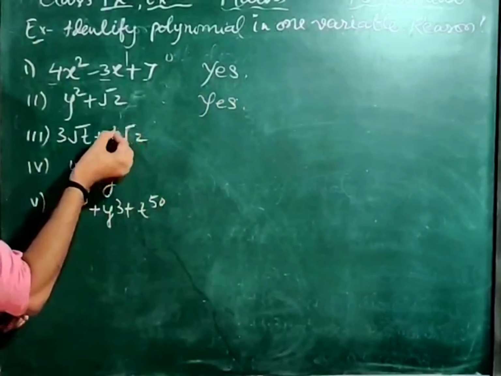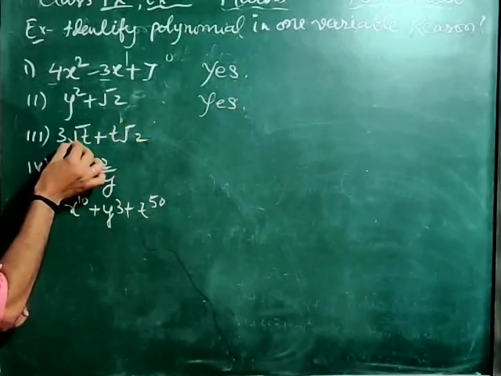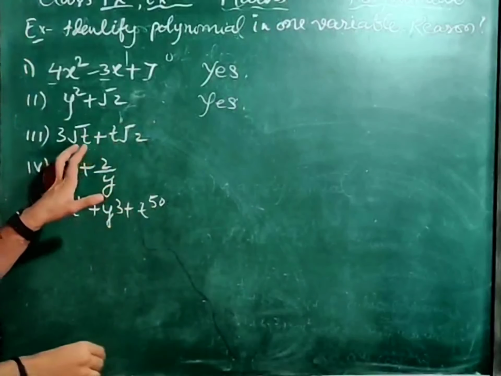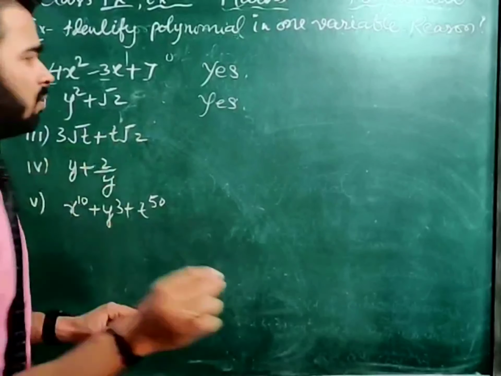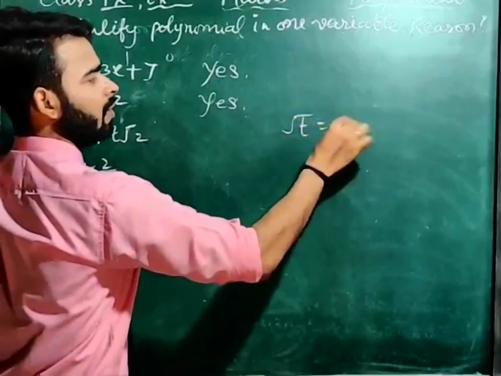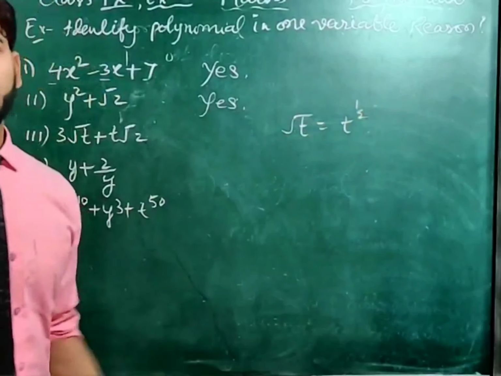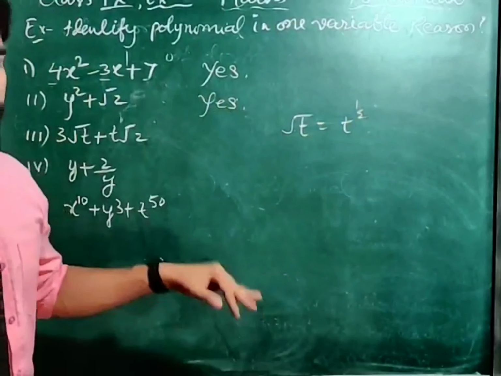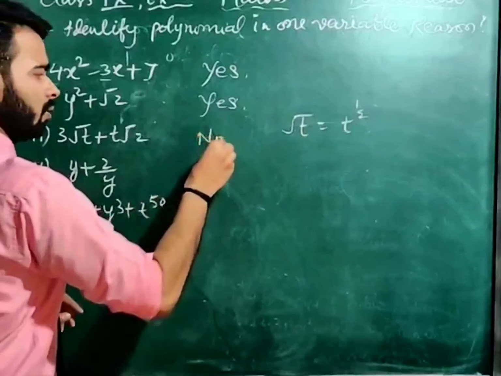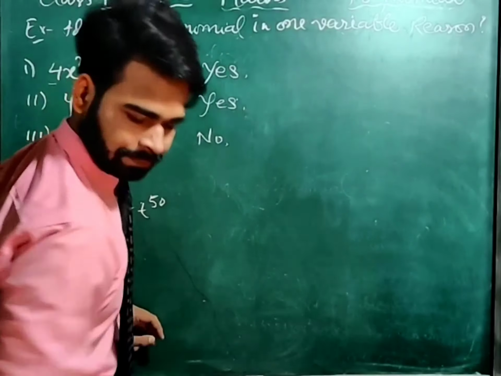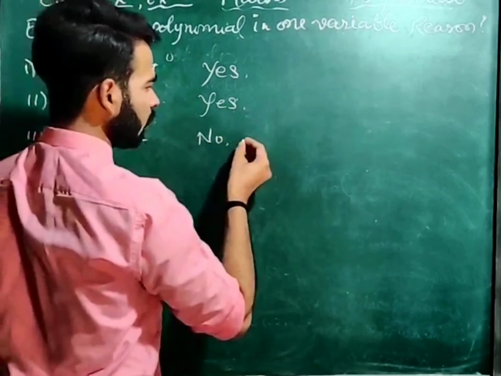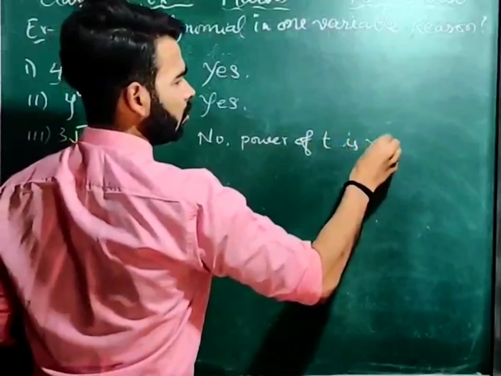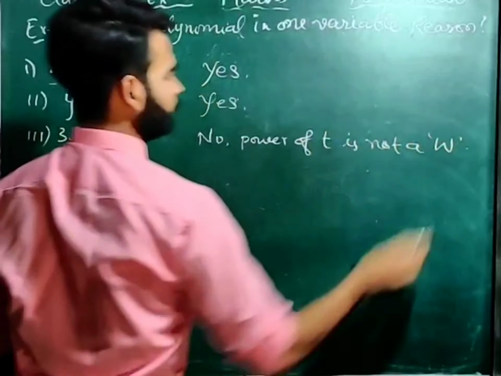Now talking about t root 2. Here t to the power 1, but here t to the power 1 by 2. Is 1 by 2 a whole number? No. So it is not a polynomial. You know, any number written in root, the power will be a fraction. When the power is a fraction, that is not a whole number. So it is not a polynomial, because you will give the reason: the power of t is not a whole number.